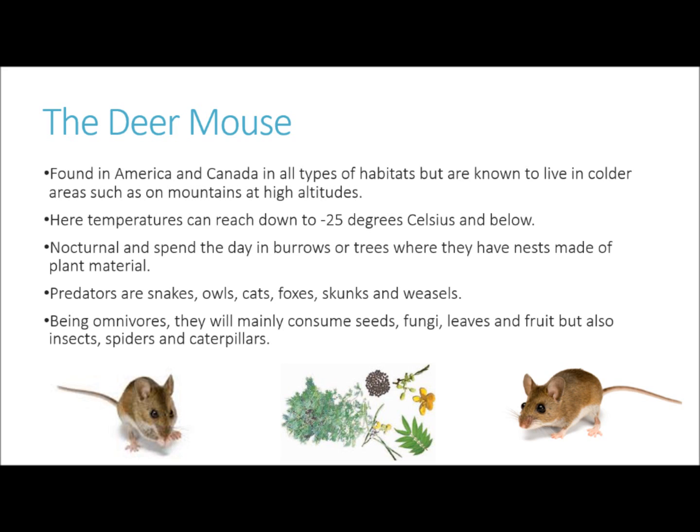They are nocturnal and spend the day in burrows or trees where they have nests made of plant material. Their most common predators are snakes, owls, cats, foxes, skunks, and weasels. Being omnivores, they will mainly consume seeds, fungi, leaves, and fruit, but also insects, spiders, and caterpillars.